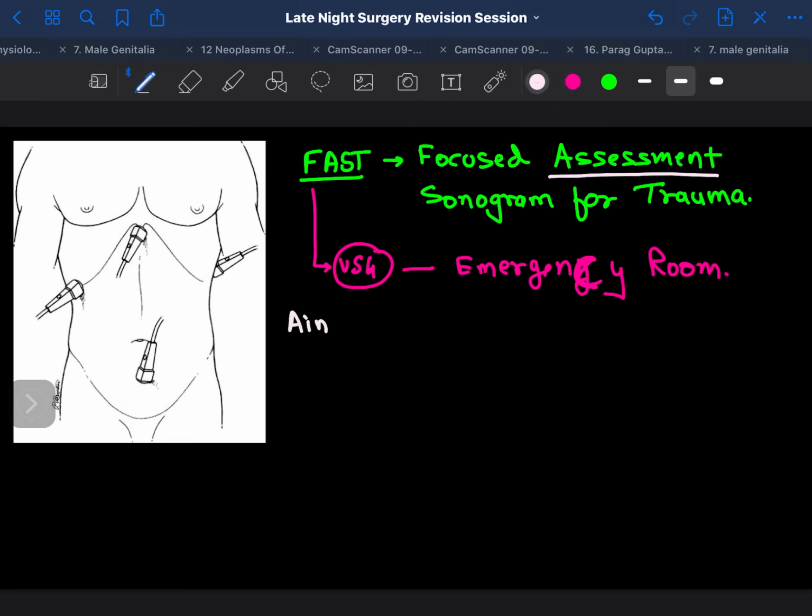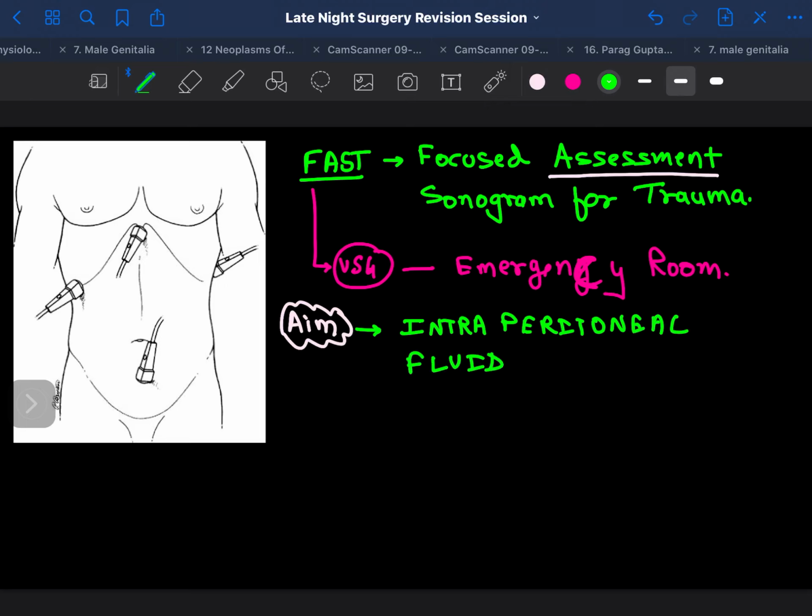Now what is the aim? If I ask you what the aim of performing a FAST is, the aim is that you want to have a look at the intraperitoneal fluid. Now what you need to understand is that normally, in you and me, when we are not suffering from any trauma, we do not have a major amount of intraperitoneal fluid. But if we are able to detect a significant amount of intraperitoneal fluid in the abdomen just after the patient has suffered a trauma, it indirectly indicates that there has been some injury in the abdomen.